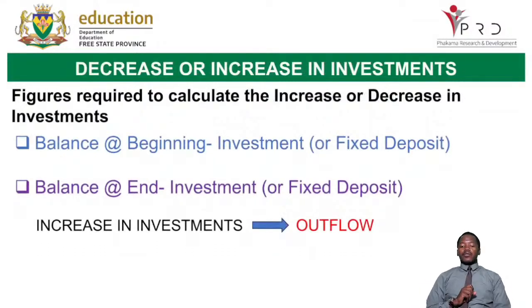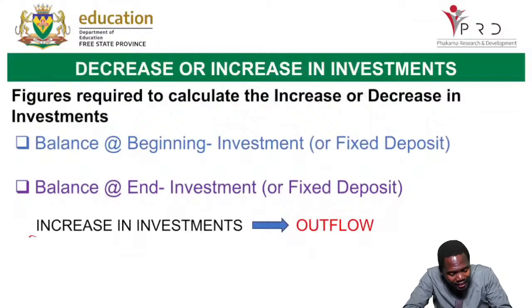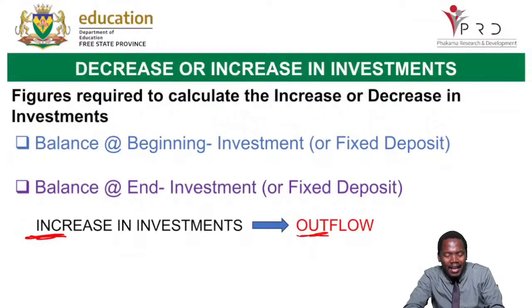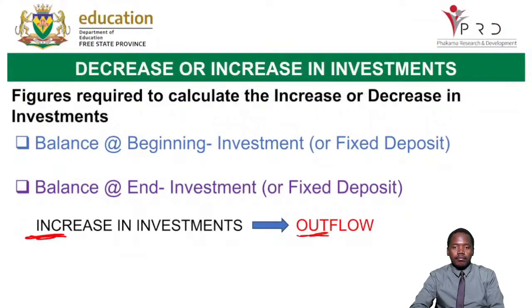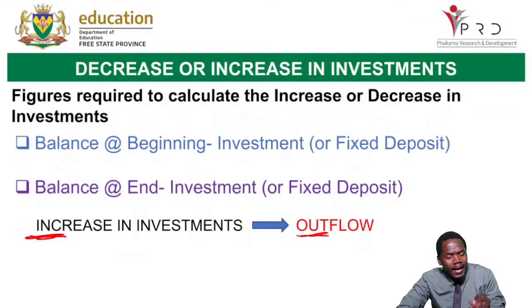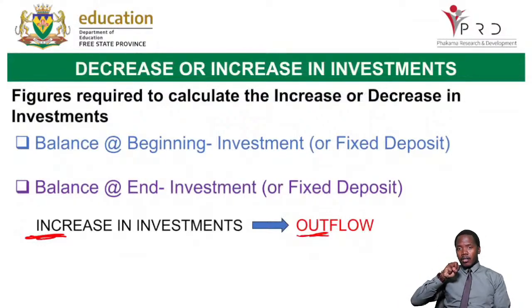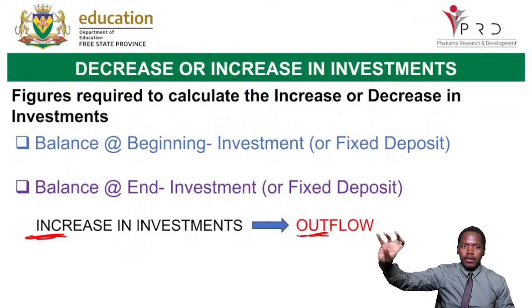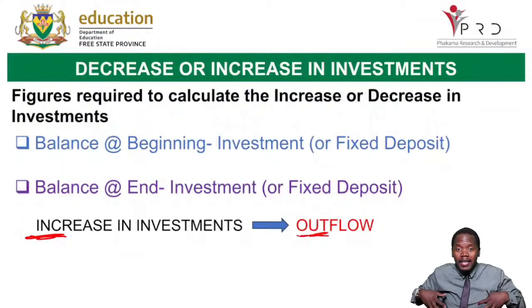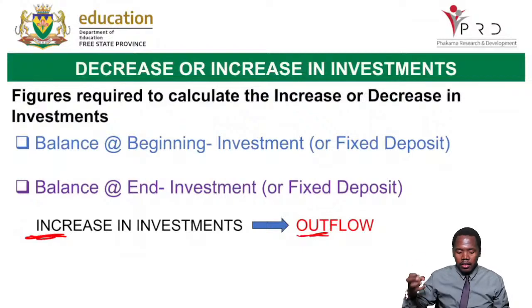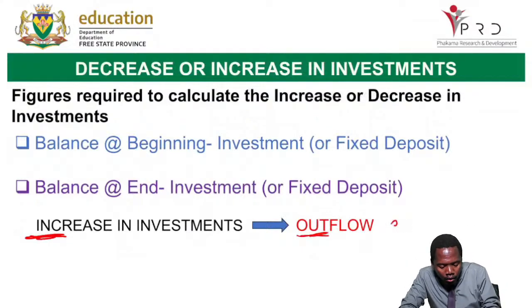Very important. I want us to note something now. An increase in investment becomes an outflow. The purchase of fixed asset becomes an outflow too. A sale of fixed asset becomes an inflow because we are getting the money. Now, why is an increase in investment an outflow? Because you take your money, you invest it somewhere. So your investments are growing, but the money in your bank account is dropping. So it becomes an outflow of cash.